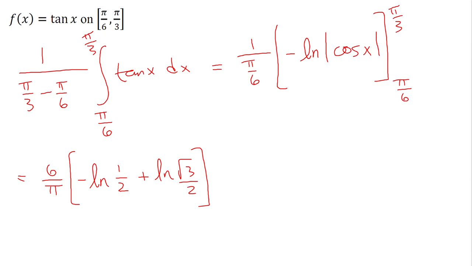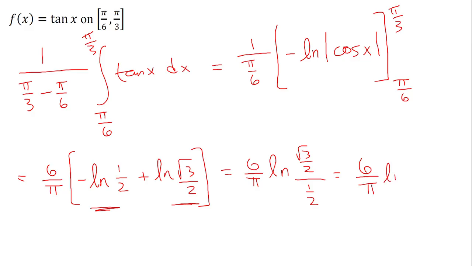And if we use log rules there, it's just like doing ln root 3 over 2 minus ln 1 over half, which means we can put those into a fraction, right? It's 6 over pi, a fraction using one logarithm, the natural log of root 3 over 2 over 1 over 2. Well, the 2's in the denominator should both cancel, and the root 3 over 1 is just root 3. So this is 6 over pi natural log of root 3, which is our final answer.